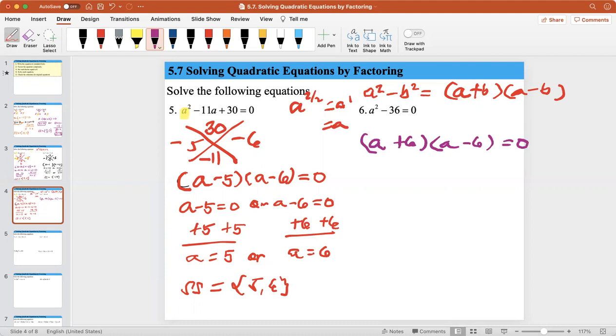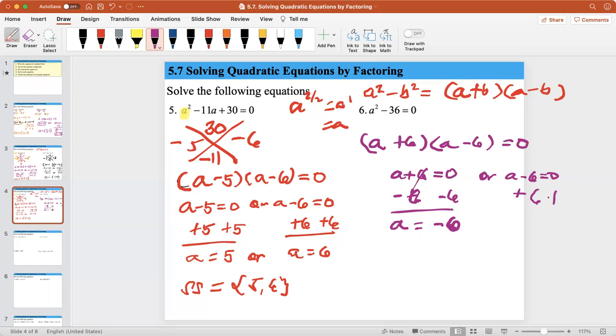Now let us solve for a by setting its factor to 0. We have a plus 6 equals 0, or a minus 6 equals 0. It is minus 6, minus 6. Of course, we can cancel 6 now, and then a would be negative 6. How about the other one? This is plus 6 and plus 6 both sides. Bring down a, negative 6 plus 6 cancel each other out. So the sum is 0, 0 plus 6, 6.